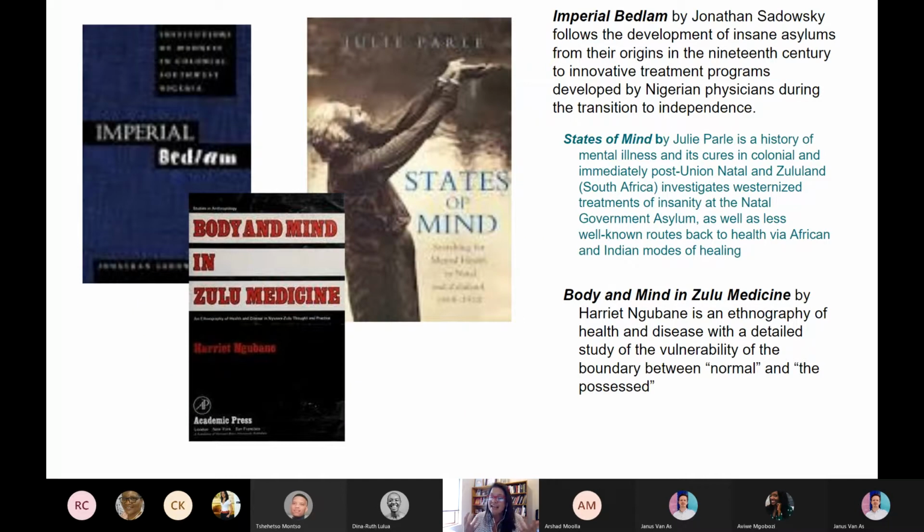And amazing texts were turned to as core resources for the set of questions. A book that had emerged from Nigeria called Imperial Bedlam, a brand new text by Julie Parr called States of Mind, and people went back to and read Harriet Ngubane's Body and Mind in Zulu Medicine. And we shared these texts across the faculties of humanities and health sciences in several very important parts of South Africa.